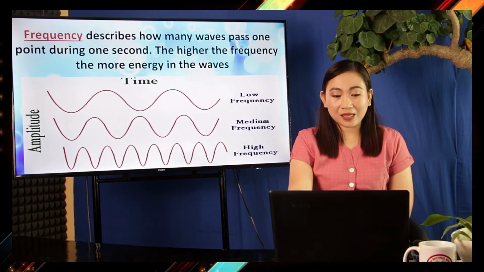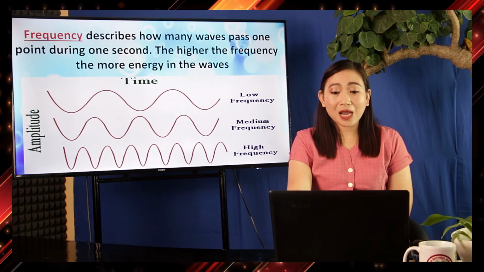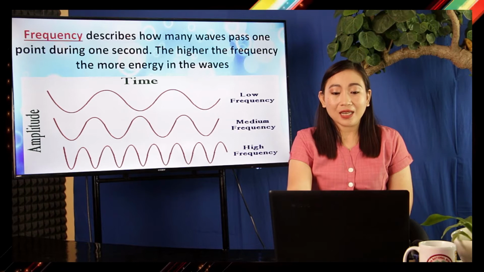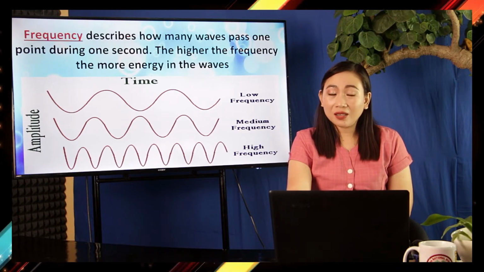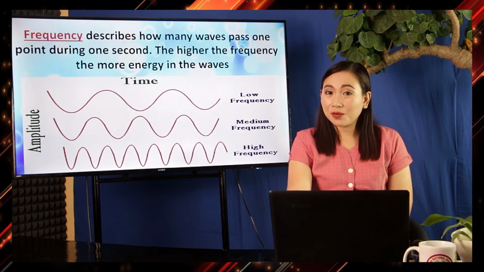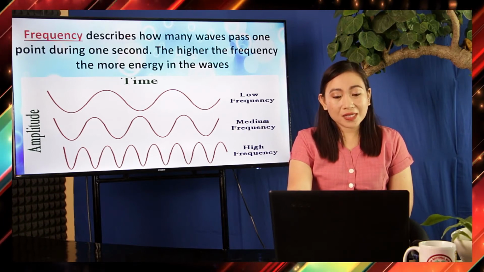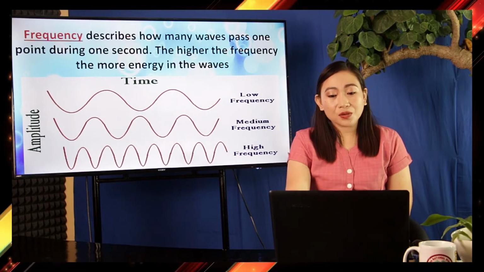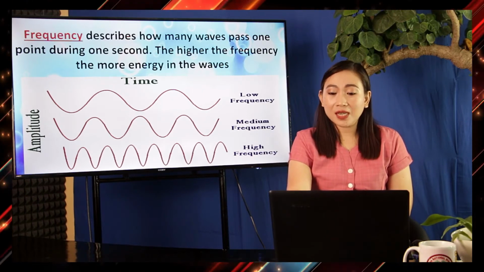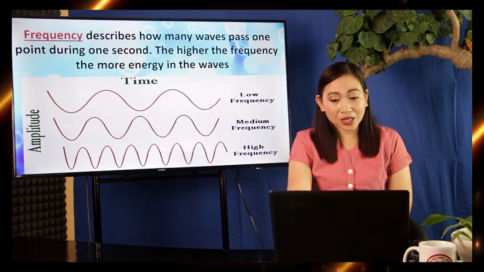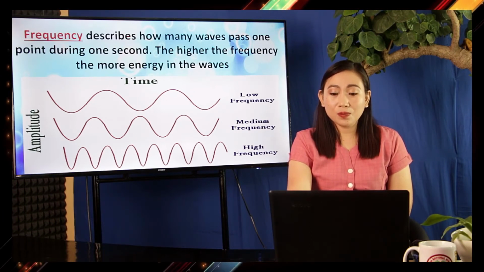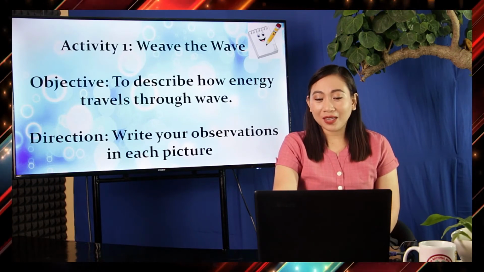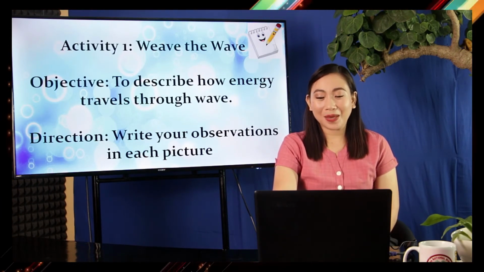Next is frequency. Frequency describes how many waves pass one point during 1 second. The higher the frequency, the more energy in the wave. We have three types of frequency. We have low frequency, medium frequency, and high frequency. As you can observe, pag high frequency, ibig sabihin mas mataas ang energy at mas maraming waves ang nabubuo per second. Now that you have learned what a wave is, I would like you to get again your pen and paper.